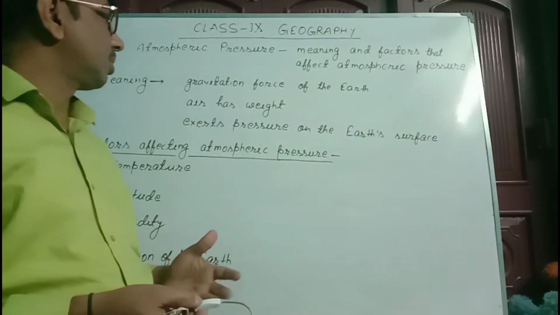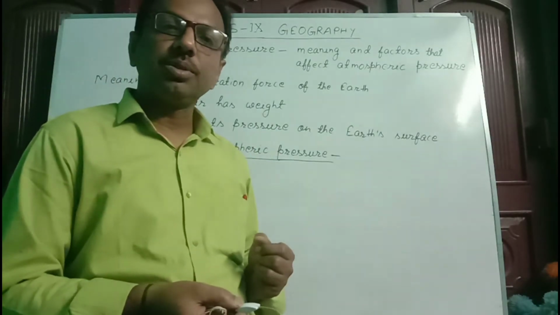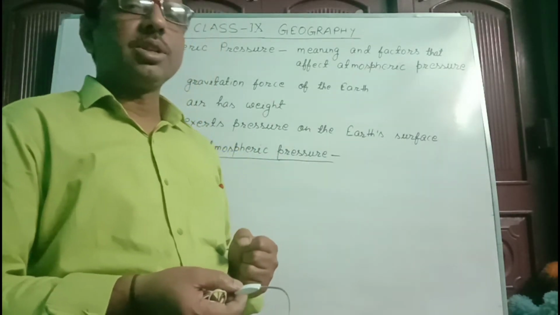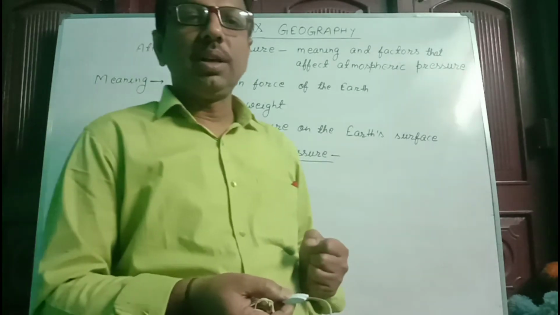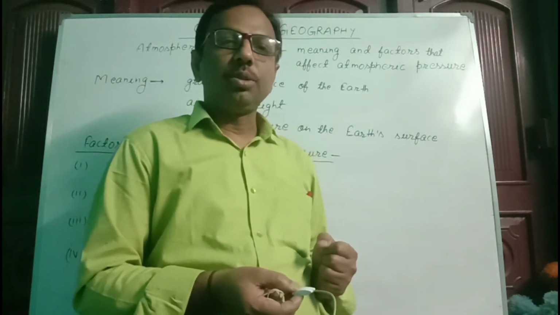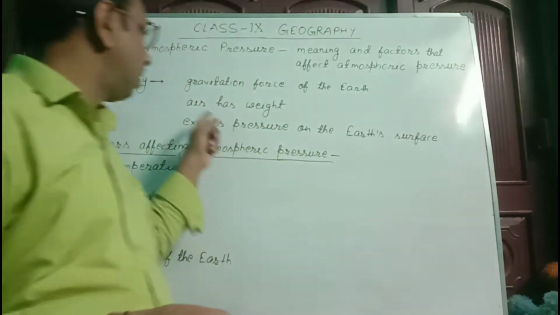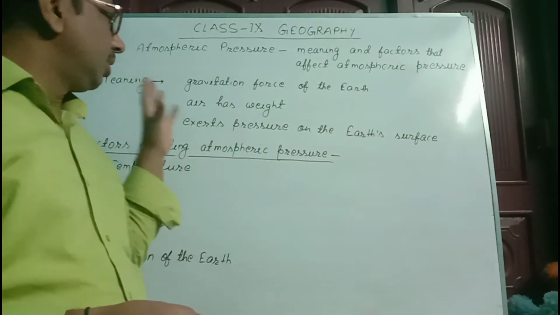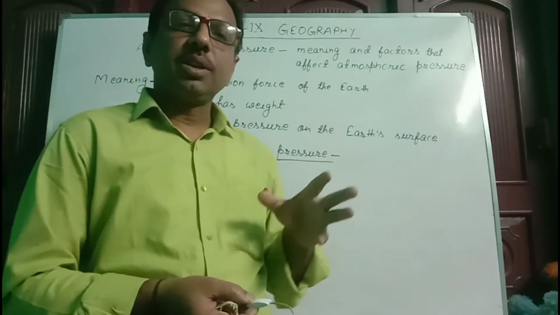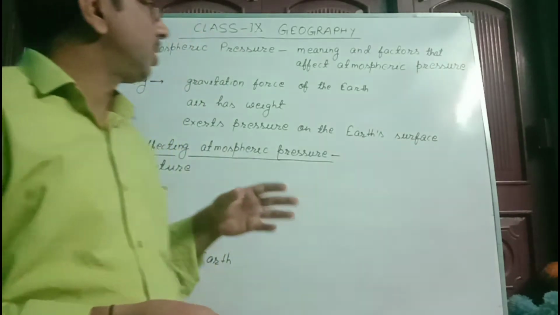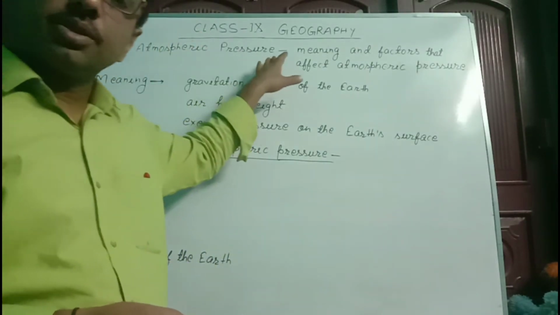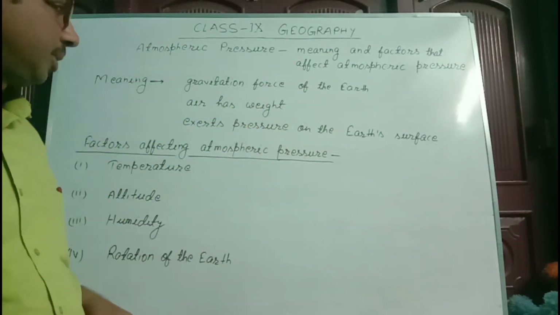I repeat this. Earth has the gravitational power. Due to this gravitational power, the several layers of air are attracted towards the earth, so the air has weight. This air exerts pressure on the earth's surface. That pressure is known as atmospheric pressure. This was the meaning of atmospheric pressure.